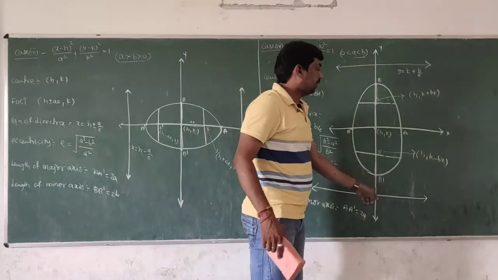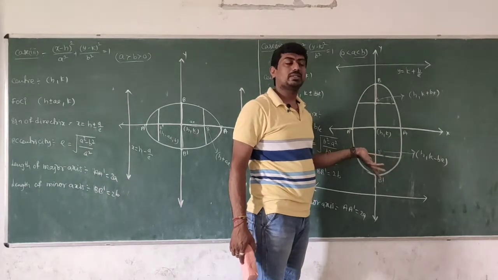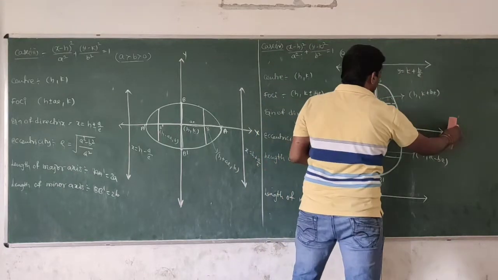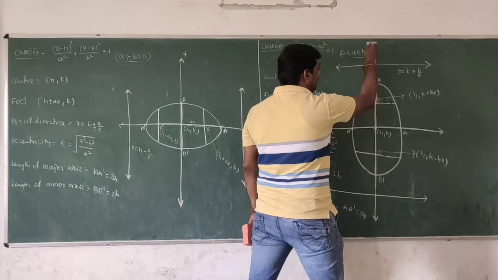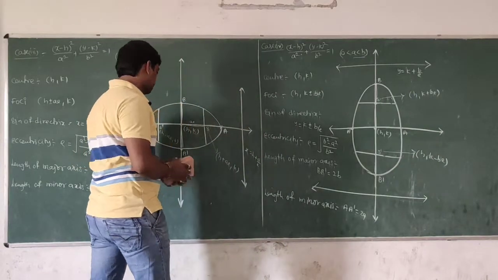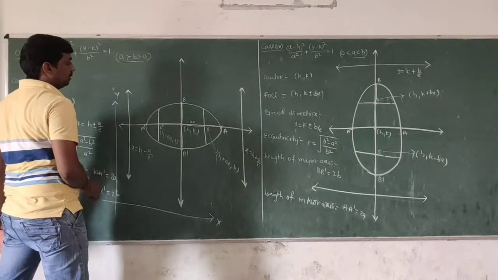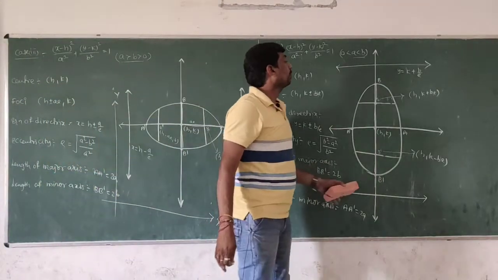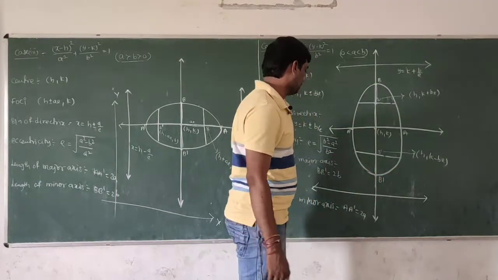Here major axis is parallel to y-axis, but in the second case it lies on the y-axis. That's the difference. Here, now this is not the y-axis. This is not the x-axis. Minor axis is parallel to x-axis. Major axis is parallel to y-axis. Here also, this is not the y-axis. This is not the x-axis. Here, like this. This one is x-axis. This one is y-axis. Here, minor axis parallel to y-axis. Major axis parallel to x-axis. Here, major axis parallel to y-axis. Minor axis is parallel to x-axis. That is the difference. Okay.